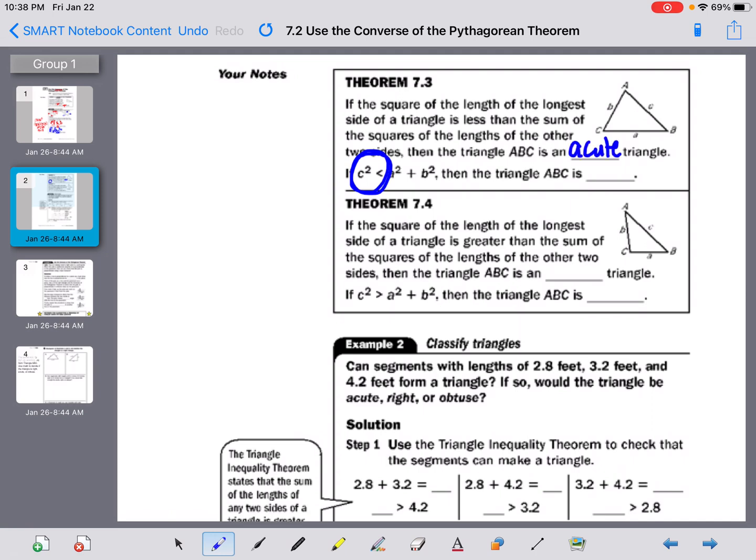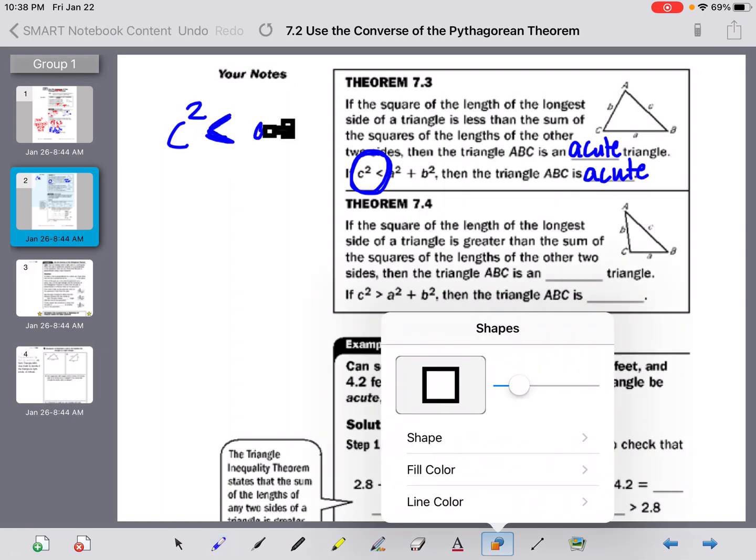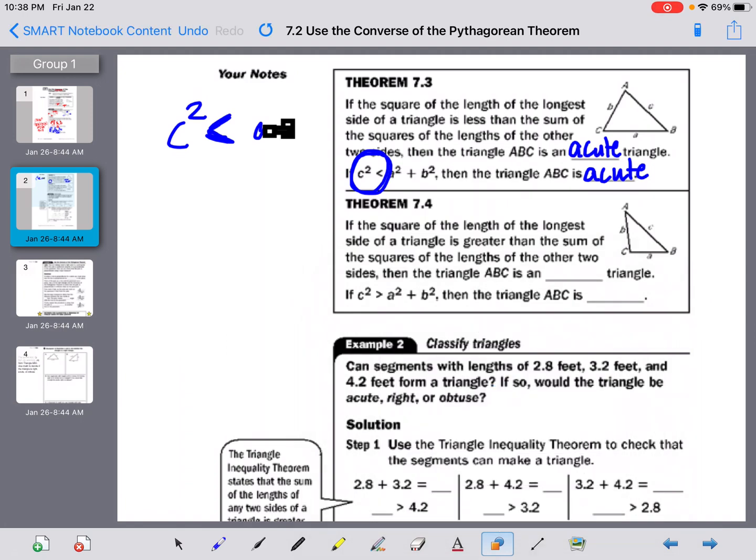And remember, acute ones are small, right? So this triangle is acute if c squared is smaller. So c squared is smaller, okay? It's acute.